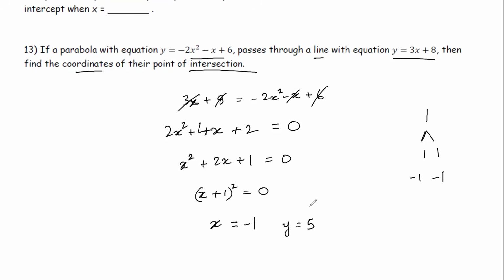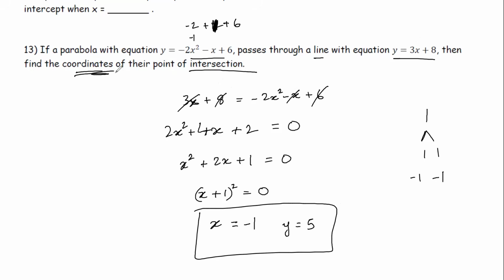You can use any of these. Even if you plug in -1 out here, you'll end up getting -2 plus 1 plus 6. You'll get 7 minus 2, 5. Out here, -3 plus 8, 5. Okay, so to find the coordinates of the point of intersection, the point of intersection is going to be at -1 and 5.